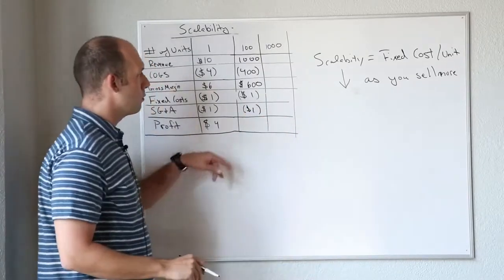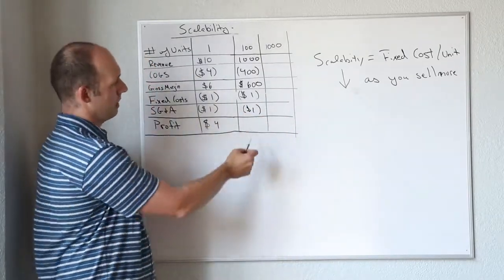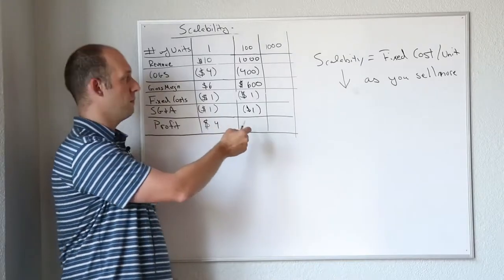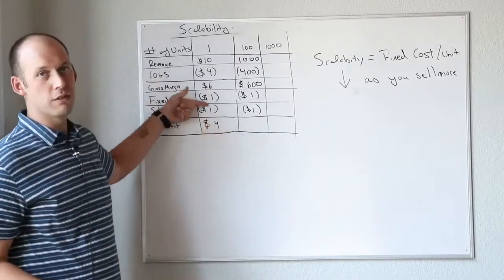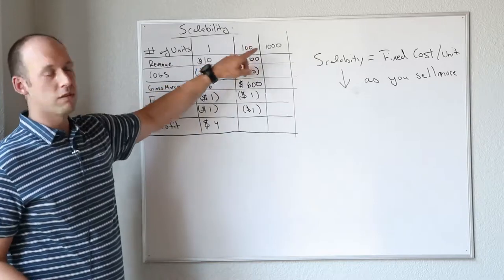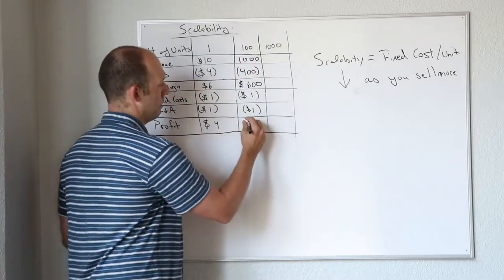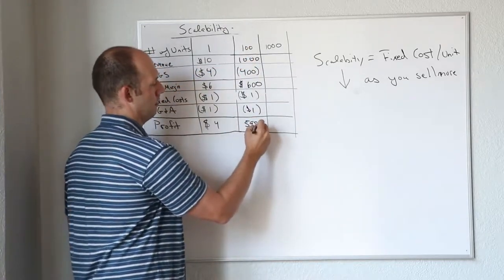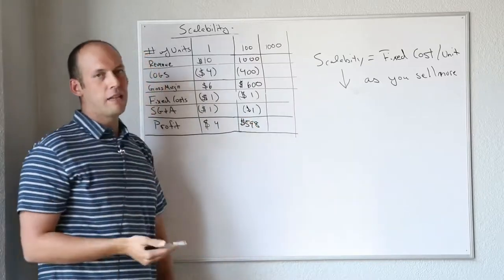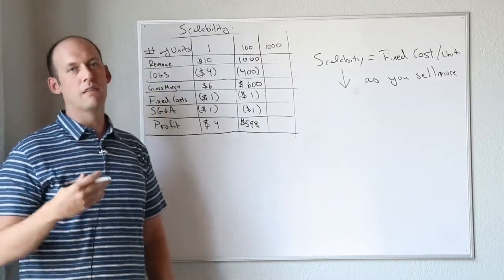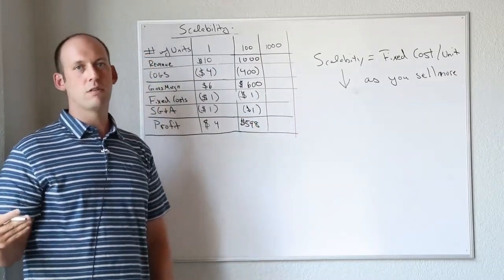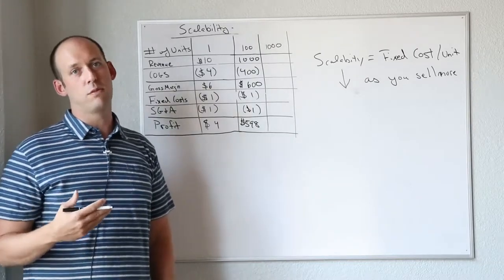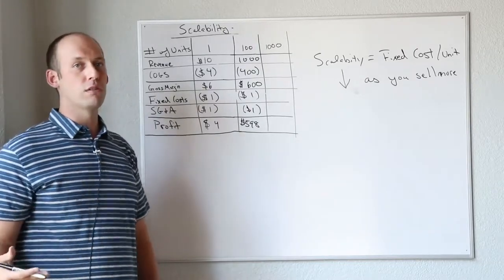And what that leaves you with from a profit perspective is not the $400 you would expect, right, if you just multiplied each of these numbers by the 100 units sold, but in fact, it's $598. And this is exactly what we mean by scalability: fixed costs, or selling, general, and administrative, shrink as a percentage of revenue per unit sold.